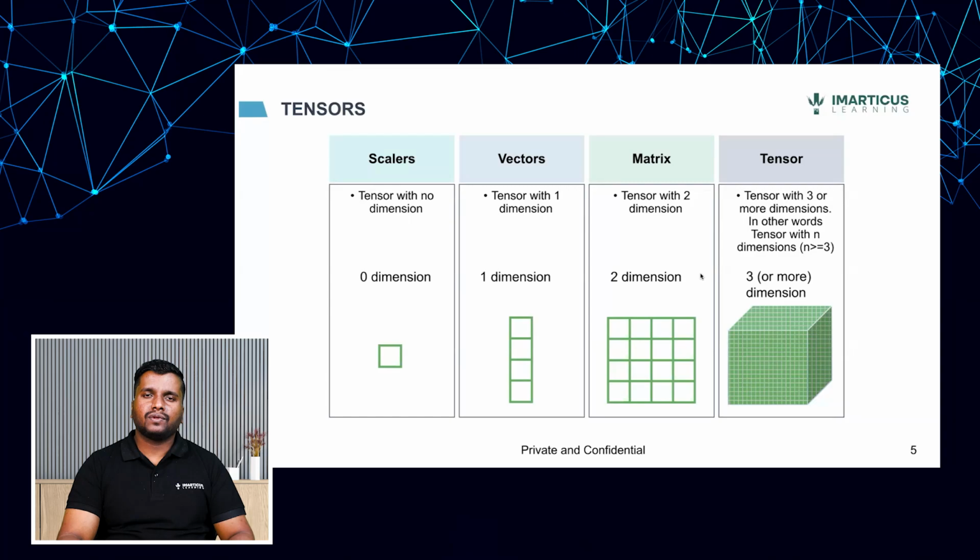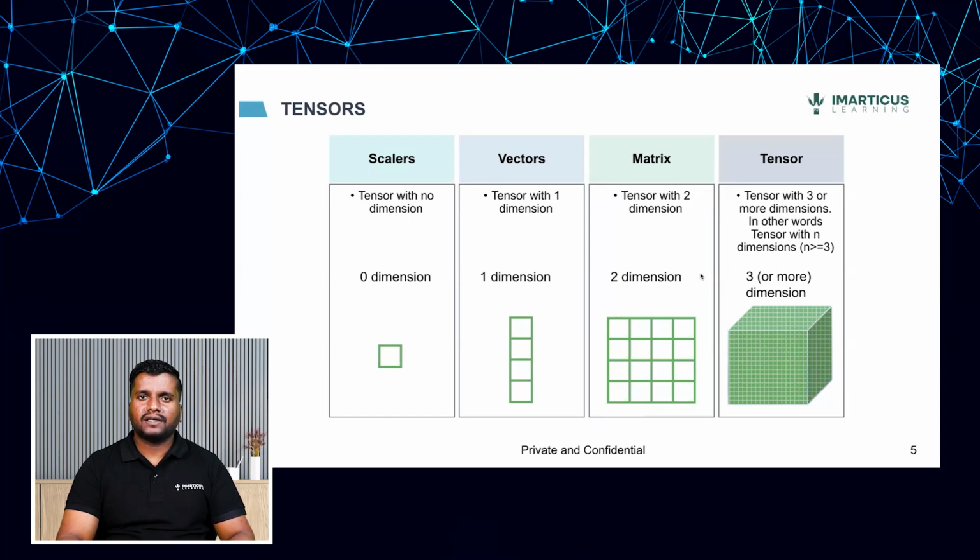So the first way in which you can arrange the data is scalar form or unit form. Scalar is a data which has no dimensions, which means it is unidimensional or no dimensional. Scalar is a singular unit of data. Basically, it will have only one value. Then we have vectors.